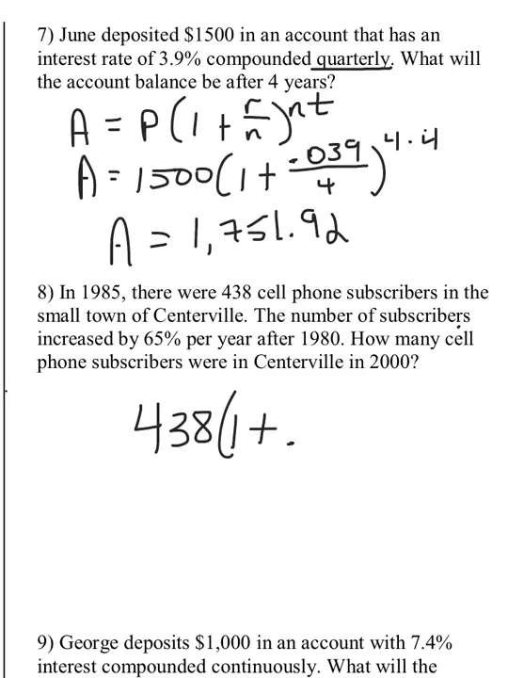So this is not a compounding problem, so we don't need N. We just need to put a 0.65 in here. And then we need to raise it to however many years. Well, I'm only going from 1985 to 2000, so I only need to raise that to the 15. And then I get my solution from my calculator. Okay, so I get the answer 801,186.